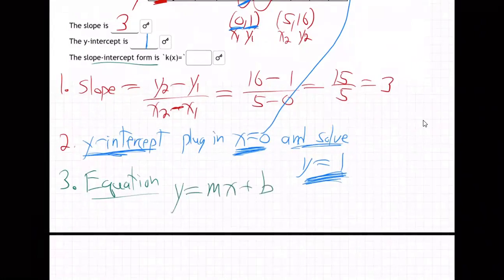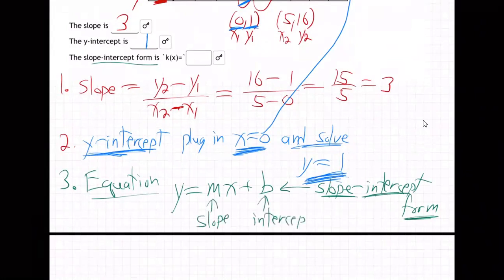I'm not normally into names, but every now and then it's helpful to know it in case your other teachers are more into names and you want to know them. So that's called slope-intercept form. Why? Because this right here is the slope and this right here is the intercept. So when we write y equals mx plus b, that's called slope-intercept form. That's what they're saying right here. Because the m is the slope right next to x, and the b is the y-intercept that comes right after the x.